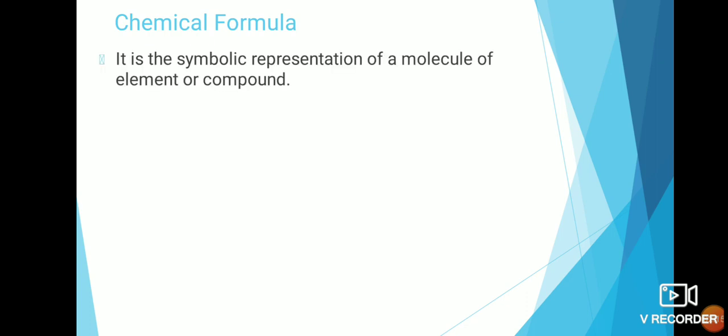Now, first thing we should understand is what actually is chemical formula. Chemical formula is the symbolic representation of a molecule, of an element or compound. Now when I say representation of a molecule, like when we say water, water is formed due to the combination of hydrogen and oxygen.